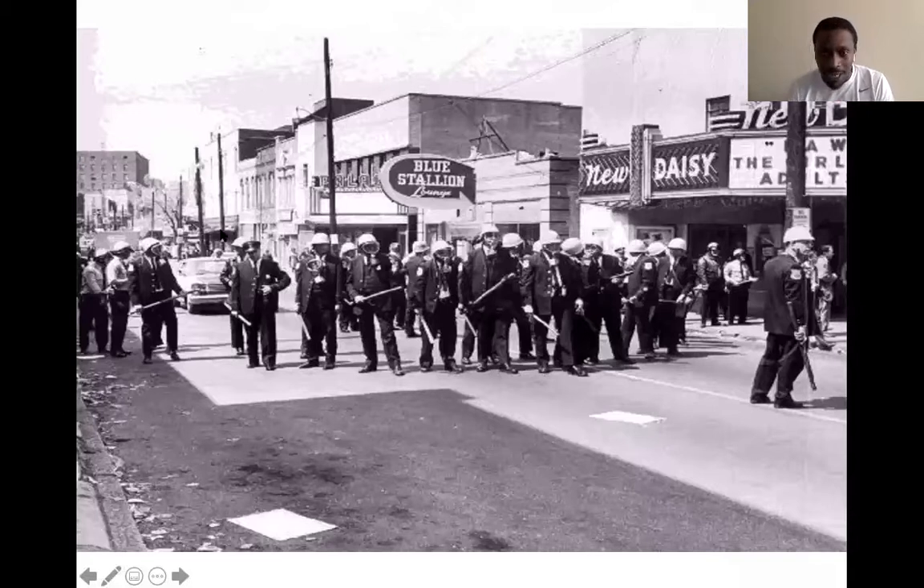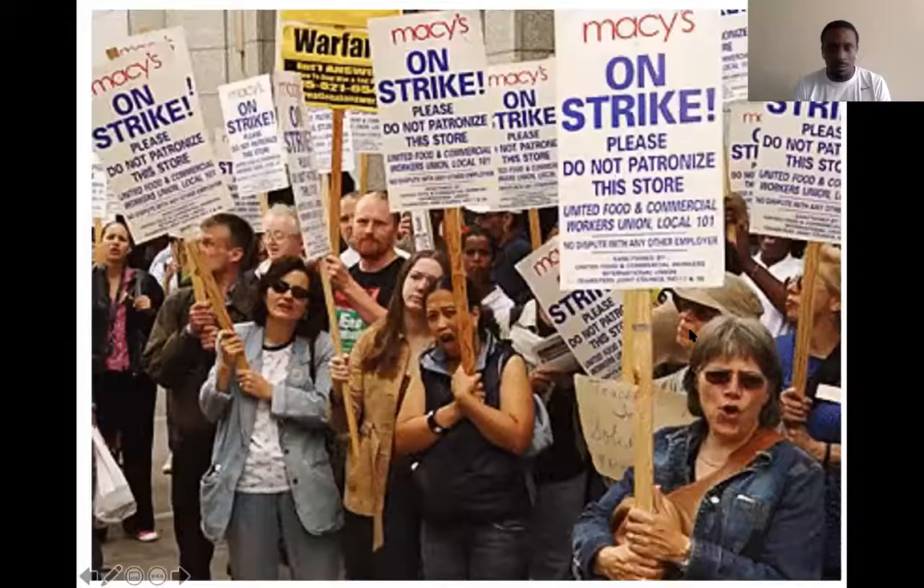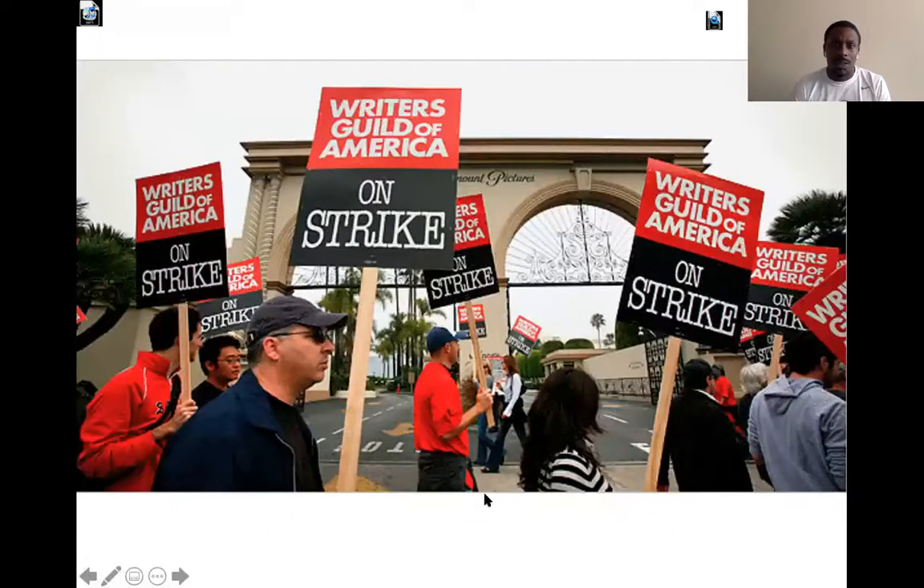So factory owners would hire security forces, police forces to protect scabs going to work. We still see strikes today. This is a strike outside of Macy's. Even Hollywood, nobody is safe.